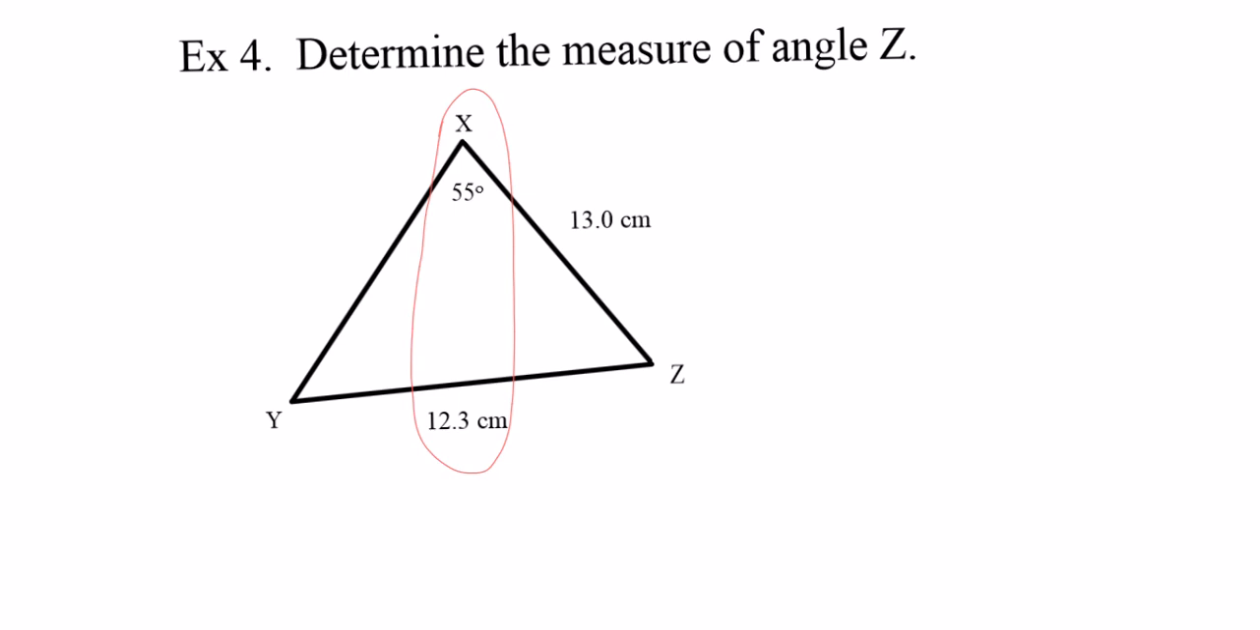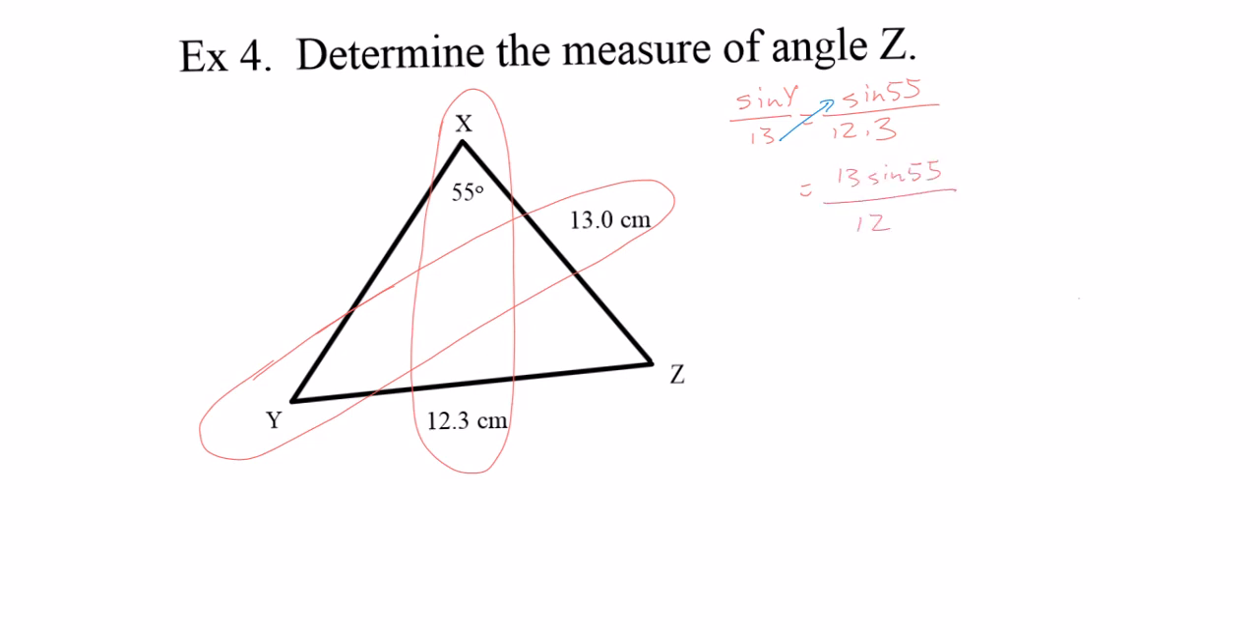And we're looking for angle Z, but we don't have a match for Z, so we're going to have to find Y, since Y has its own matching value. So let's start with that. So let's find sine Y. So sine of Y over 13 is equal to sine of 55 divided by 12.3, which is, well, remember the 13 moves up to the other side, so we have 13 sine 55 divided by 12.3 is sine of Y.